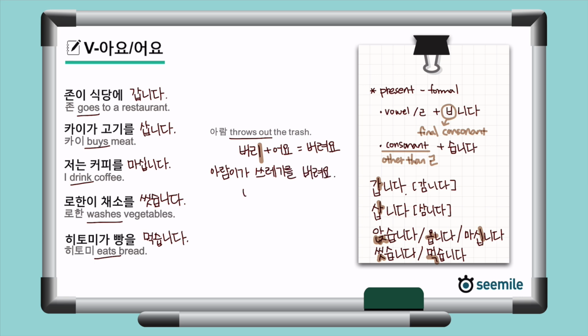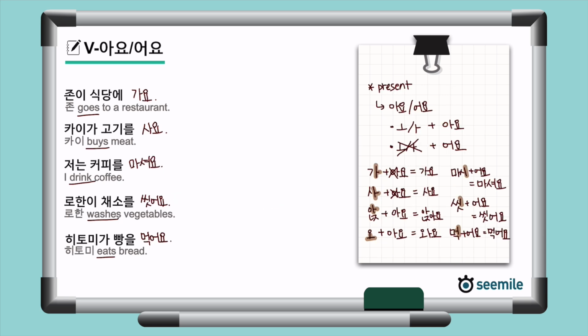If it's a formal situation, check if the stem ends in a vowel, and here it does, so 버립니다. 아람이가 쓰레기를 버립니다. Please repeat after me out loud.